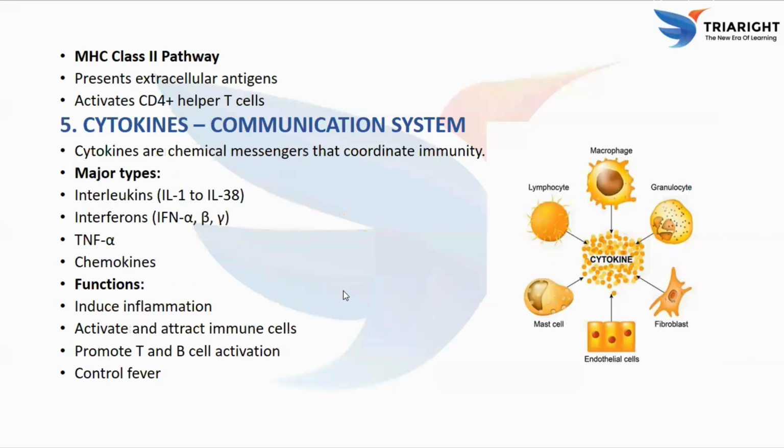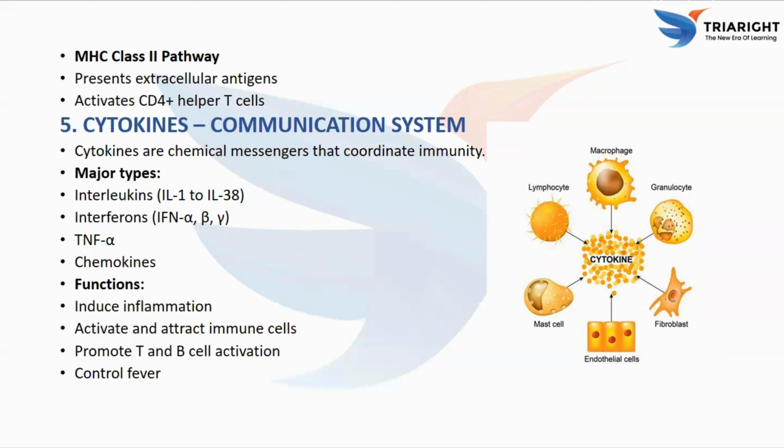So next is cytokines, the communication system. Cytokines are like mobile phones or signal messages which are used by the immune cells to communicate and coordinate actions. They are small protein messengers produced by T cells, B cells, macrophages, dendritic cells, endothelial cells, fibroblasts and mast cells. So there are major types of cytokines. Interleukins, IL-1 to IL-38. What do you mean by interleukin? It acts between leukocytes, like WBC communication.